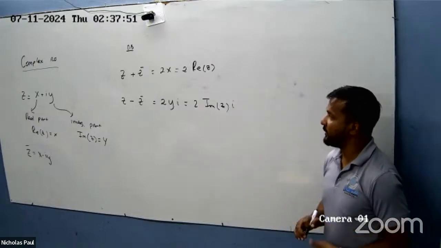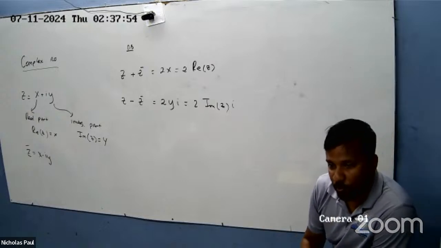So these were some of the things that we did, and then we looked at how to find the square root of a complex number.